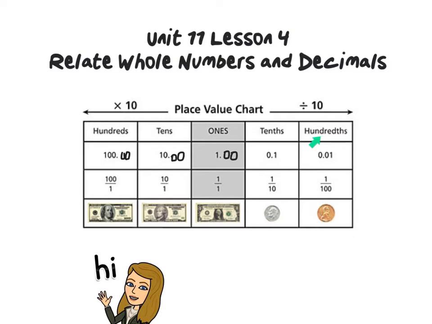Then we have hundredths, represented in the next place over, so tenths, then hundredths, which is 1/100th. So a penny represents 1 out of 100 pennies to make a dollar.